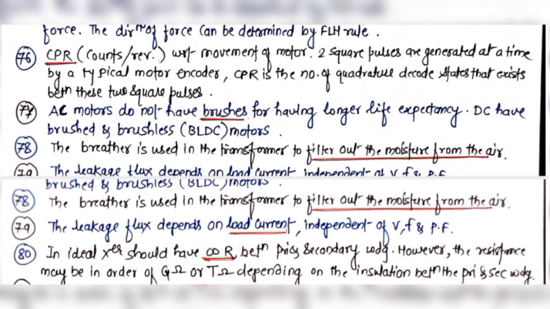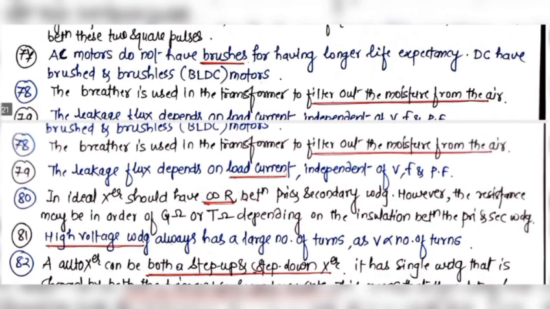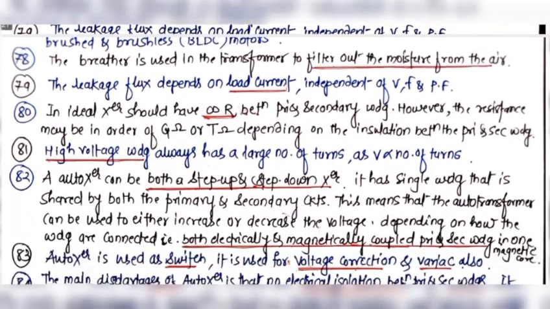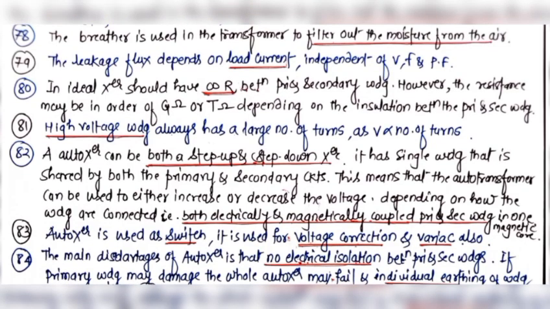AC motors do not have brushes, giving them a longer life expectancy. DC motors come as brushed and brushless BLDC motors.